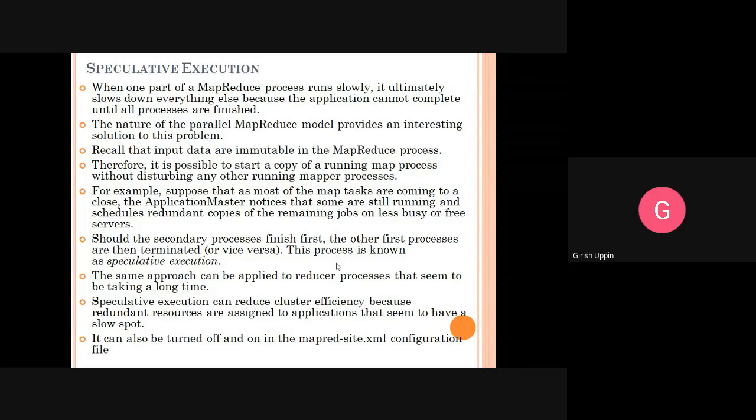Let us say in a certain scenario there is some disk problem with a particular server, and this process is running slow. It creates another duplicate process on some other server, and it completes very fast. Then it will kill the slow process. That is why this is called speculative execution. The same approach can be applied to reducer processes that seem to be taking a long time.